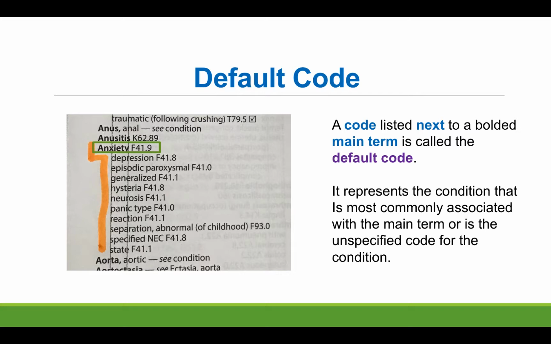Default code. A code listed next to a bold main term is called the default code. It represents the condition that is most commonly associated with the main term, or is the unspecified code for the condition. For example, anxiety. The code next to it is F41.9. If you look at that in your tabular list, that is anxiety, unspecified. To further specify, you must put the type of anxiety. Was it depression, episodic, generalized?